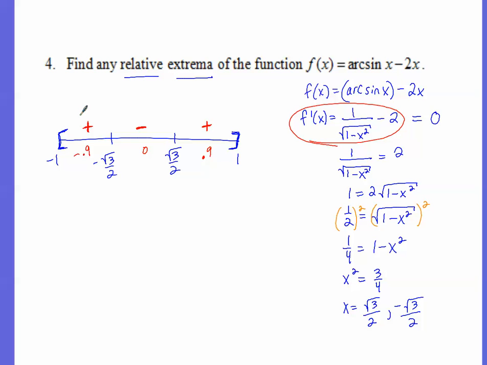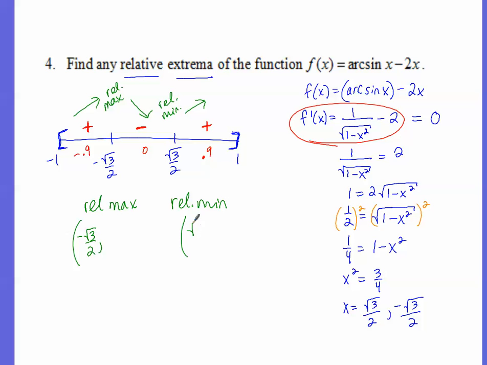So what do we have? Increasing, decreasing, increasing. Relative max at the first critical value, relative min at the second critical value. We just have to plug it in and find the point. So we will say relative max is at negative square root of 3 over 2. We'll find the y coordinate in a moment. Relative min, positive square root of 3 over 2. We'll find the y coordinate in a moment. Maybe I shouldn't block it off. I don't know how big that y coordinate is.